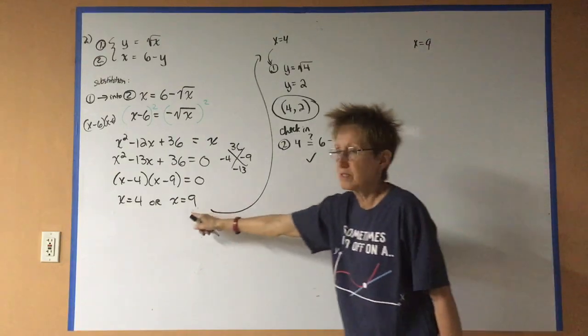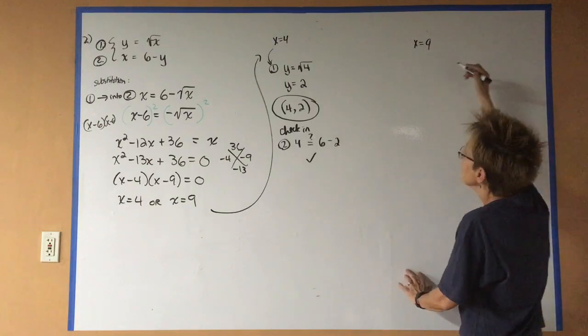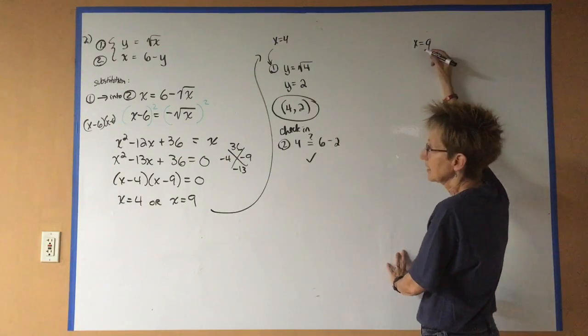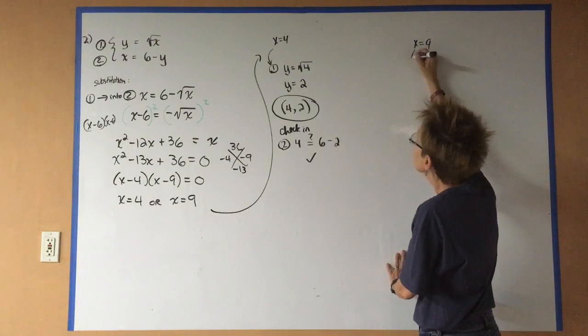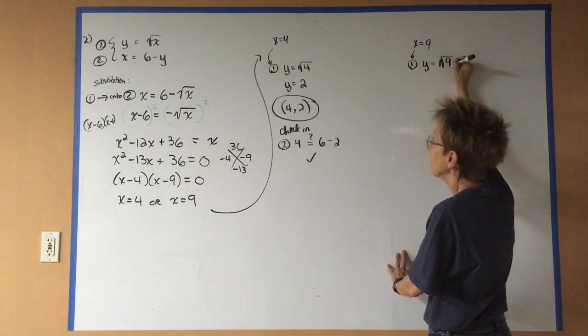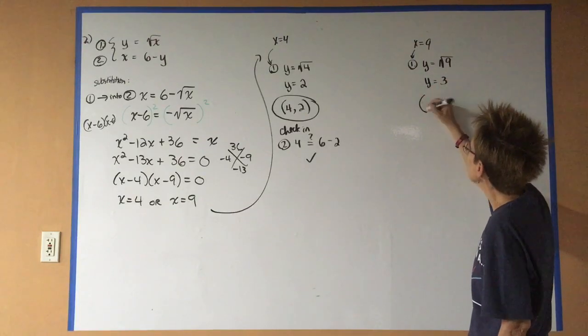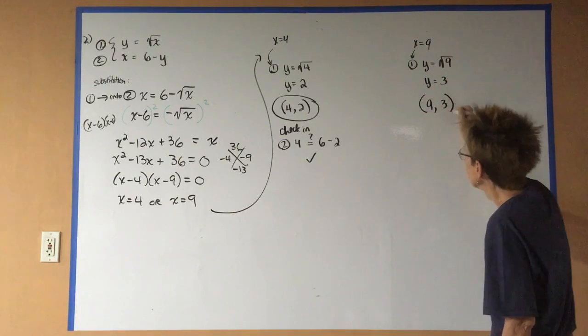So I better find that this one doesn't work. But let's go check it and see, because maybe I made a mistake. So let's see. When x is 9, we can put that into equation 1 as well. Y is equal to the square root of 9. So y is equal to 3. So that means my ordered pair would be 9, 3.